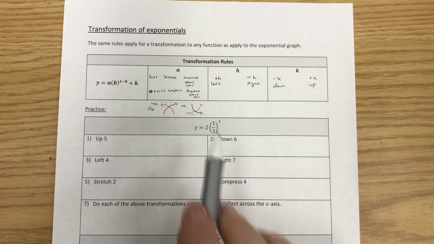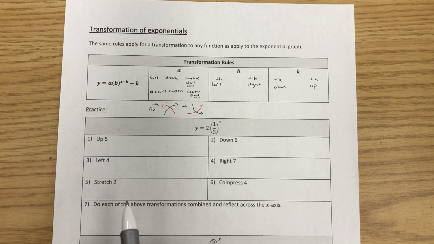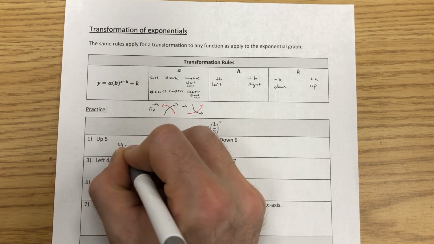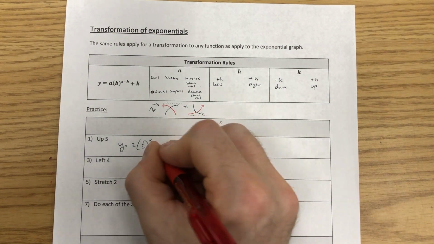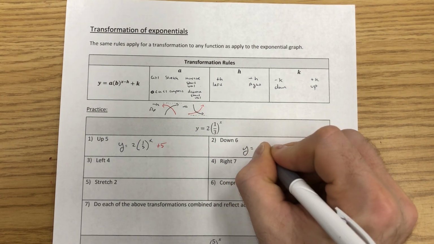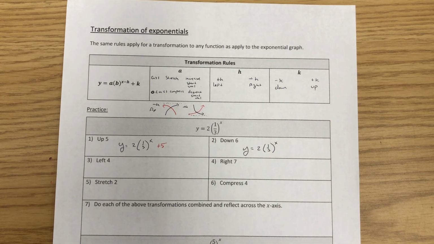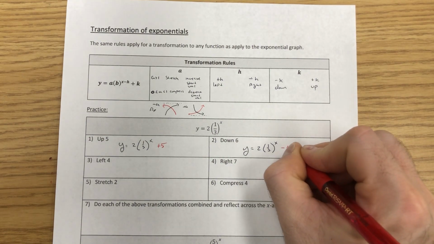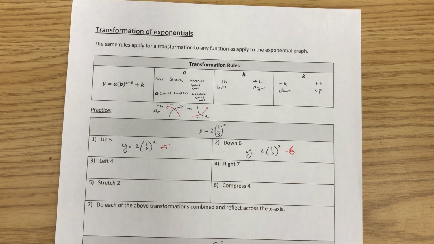Awesome. So let's go ahead and take this theoretical equation, y equals 2 times 1/3 to the power of x, and we're going to move it up by 5. That's going to be a plus k. So we have y equals 2 times 1/3 to the x, plus 5. If we wanted to move it down, it would be y equals 2 times 1/3 to the power of x, minus 5. Oh, minus 6. Moving it down 6, I tried to move it back down 5.